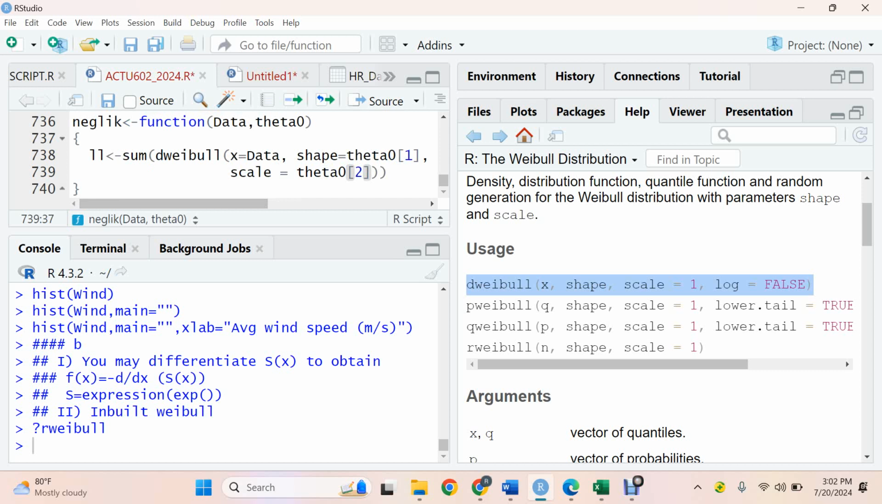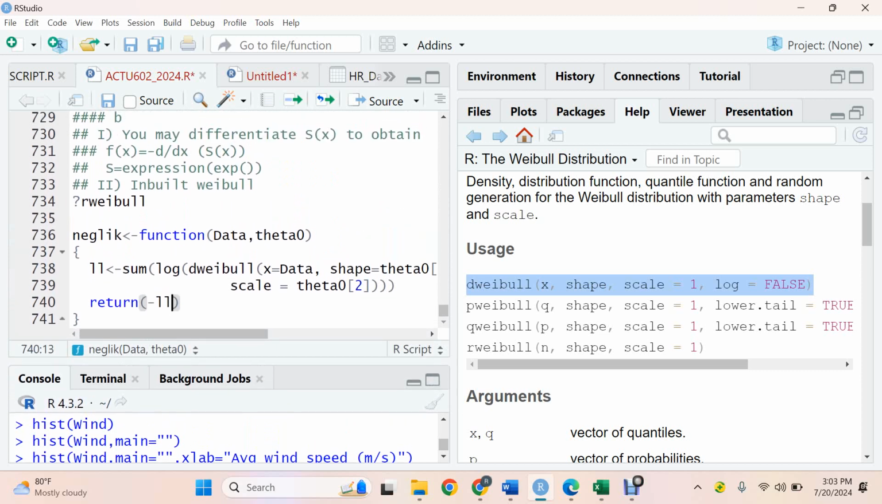No, we need to sum log rather. Sorry. I need to find the log of this. Log of that is sum log. Then I can now return the negative of the likelihood. Remember, if you don't do this, you won't be able to find the maximum. We want the maximum, but the optimization function will find the minimum. So we negate it so that the minimum now becomes the maximum.